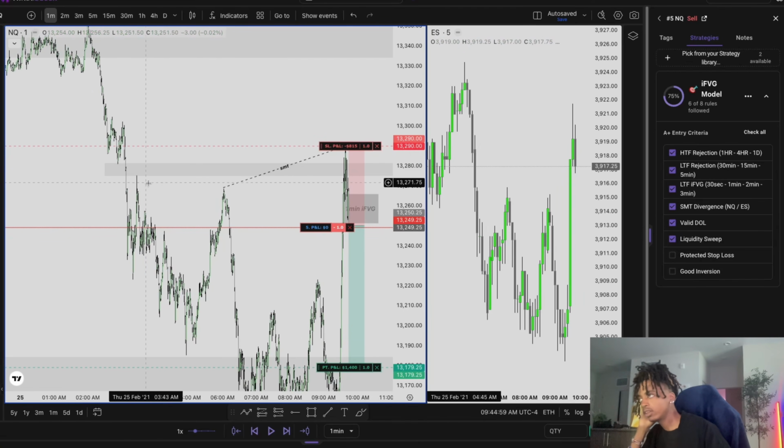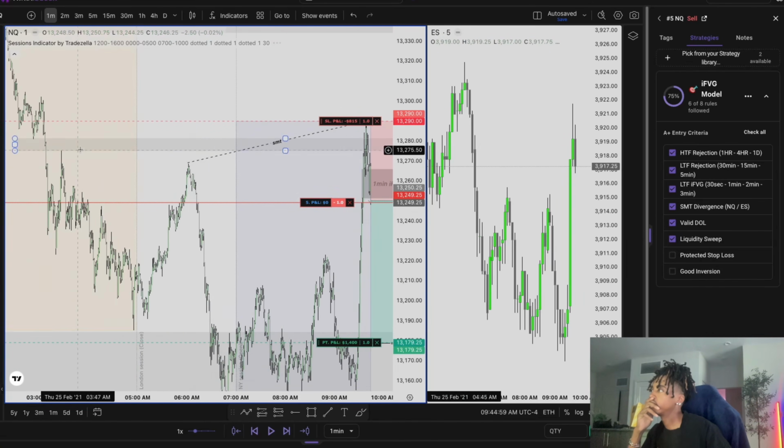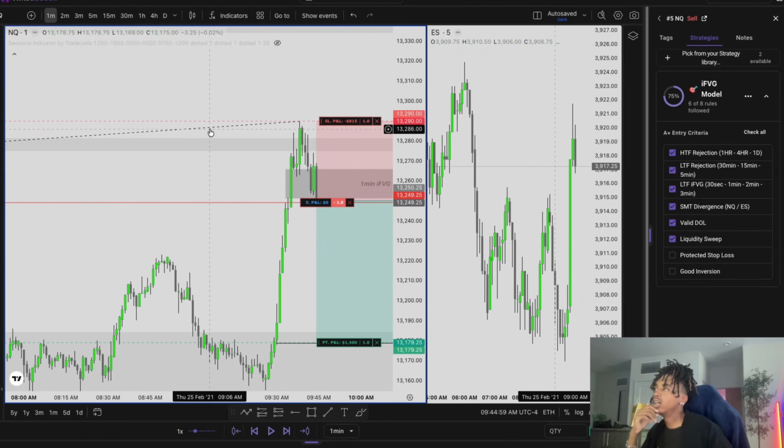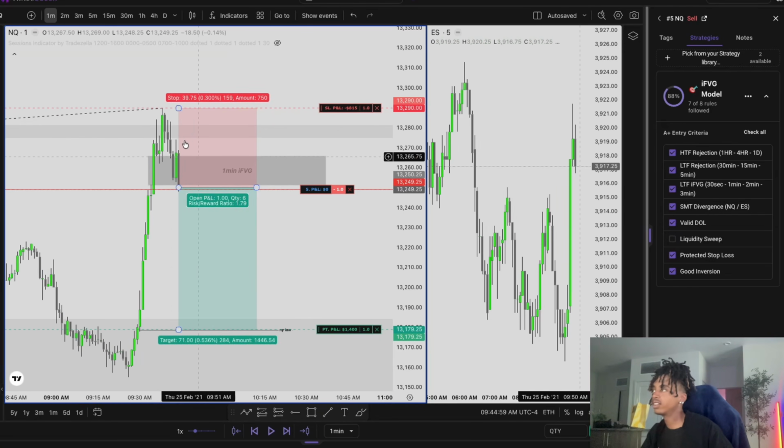High. I don't really understand if this is. All right, that might have been. Hold on, I might have been looking at the wrong day. Okay, never mind, I wasn't. All right, but yeah, I wouldn't really classify that as liquidity sweep, so I'm gonna unmark that. Stop loss is protected, and we do have a really nice inversion.